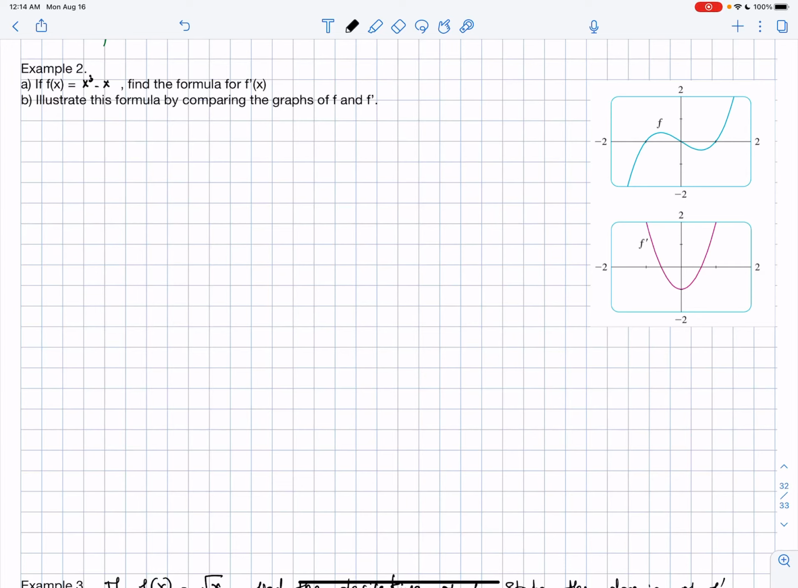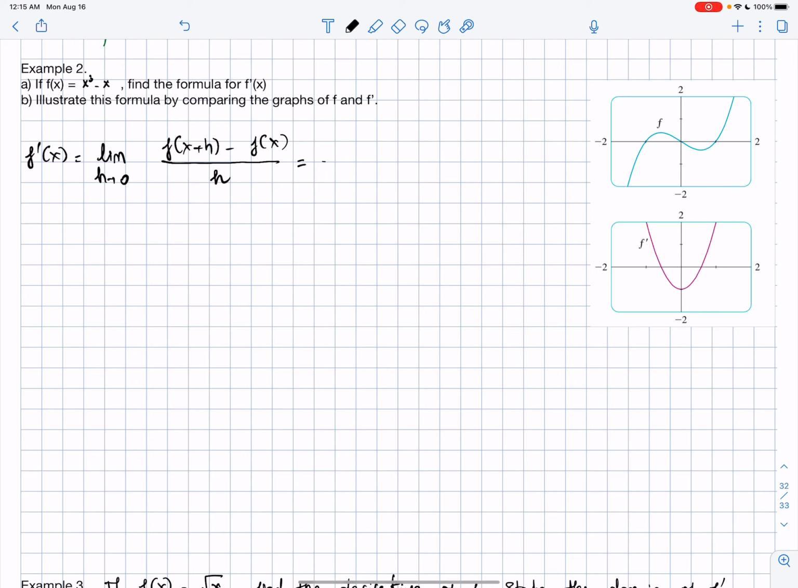Example number 2. We have the function f of x equals x cubed minus x, and we want to find the formula for f prime of x. The formula for f prime of x is the limit as h approaches 0 of f of x plus h minus f of x, divided by h.